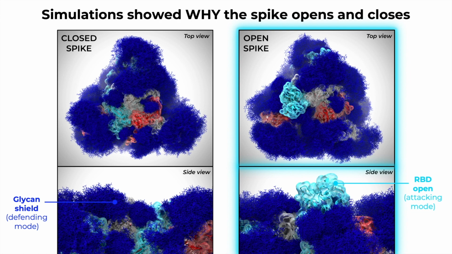Our simulations also showed why the spike opens and closes. And what you can see here, there's 2 different modes. We showed that the spike has a so-called defending mode, where it buries that receptor binding domain down underneath the glycan shield. And it also has an attacking mode. When the RBD is in that open conformation, that really important part of the spike protein that needs to make contact with the host cell is exposed.